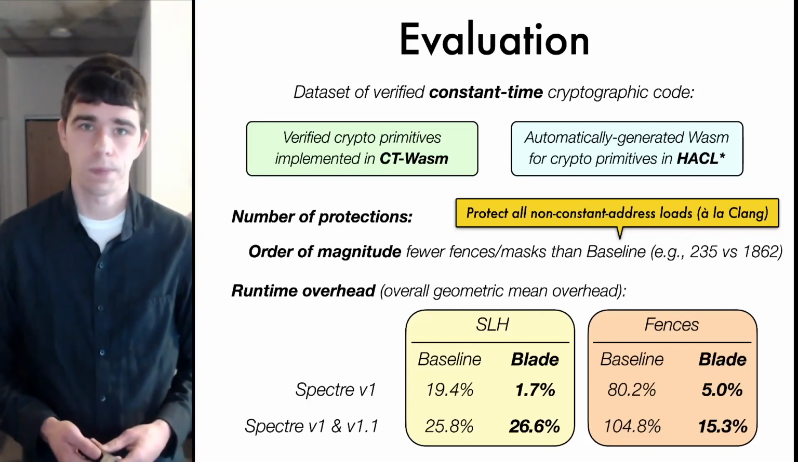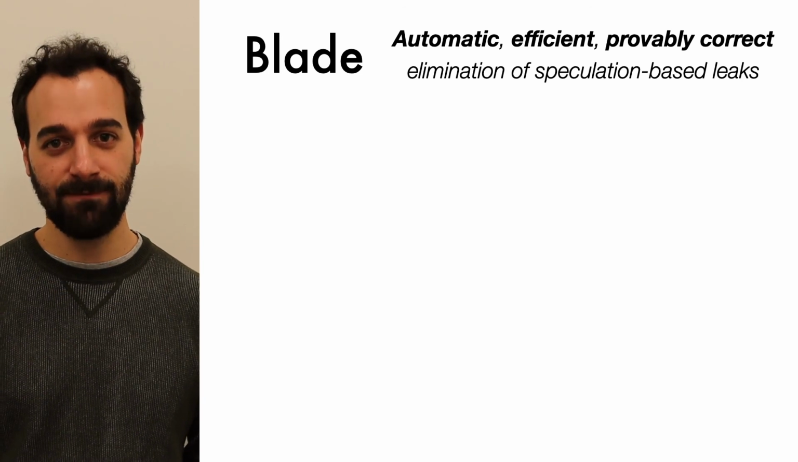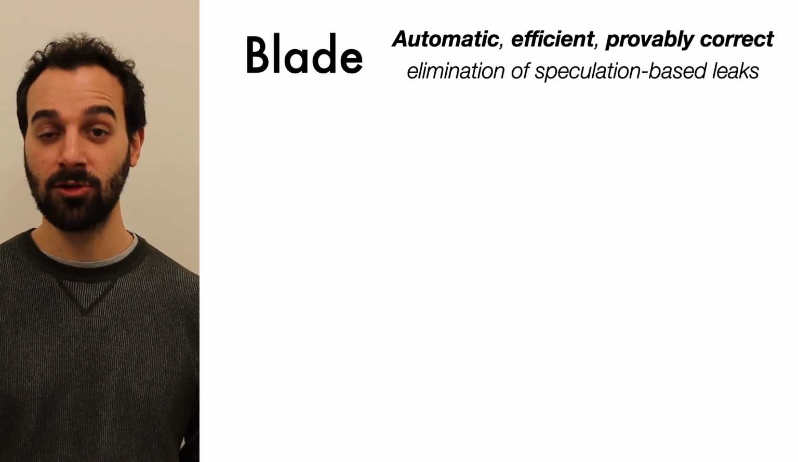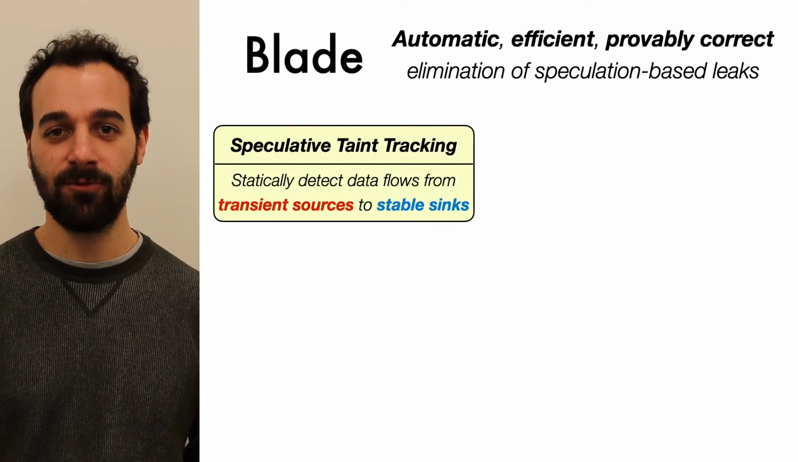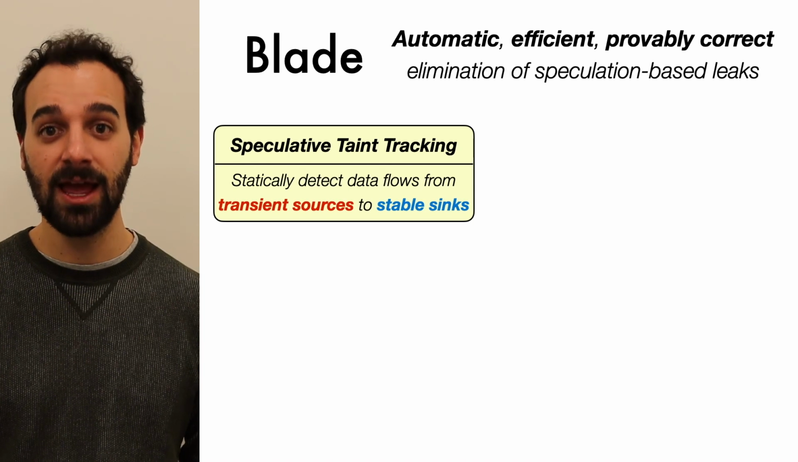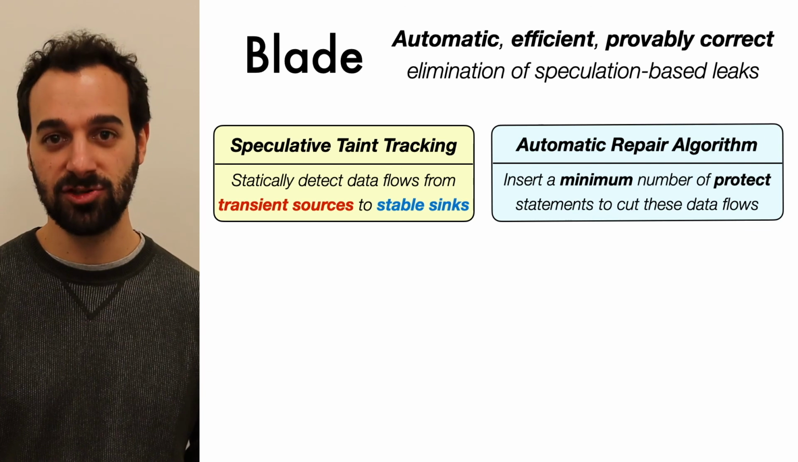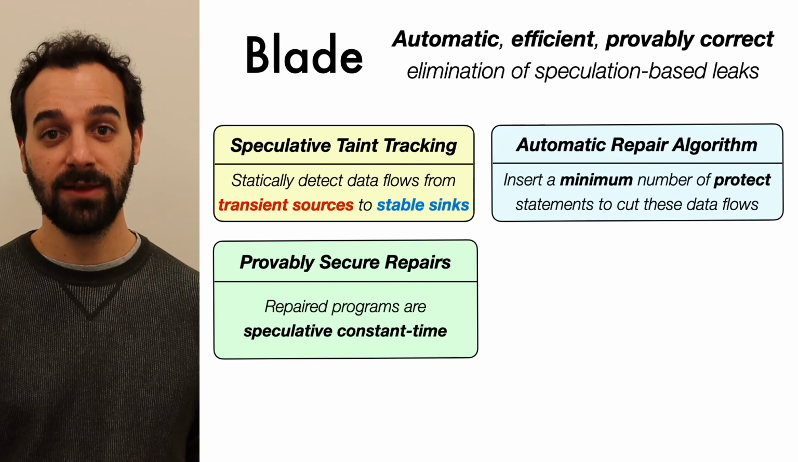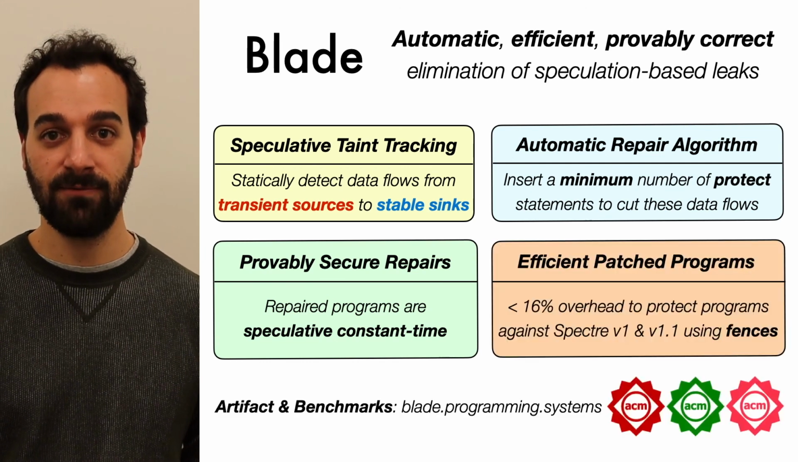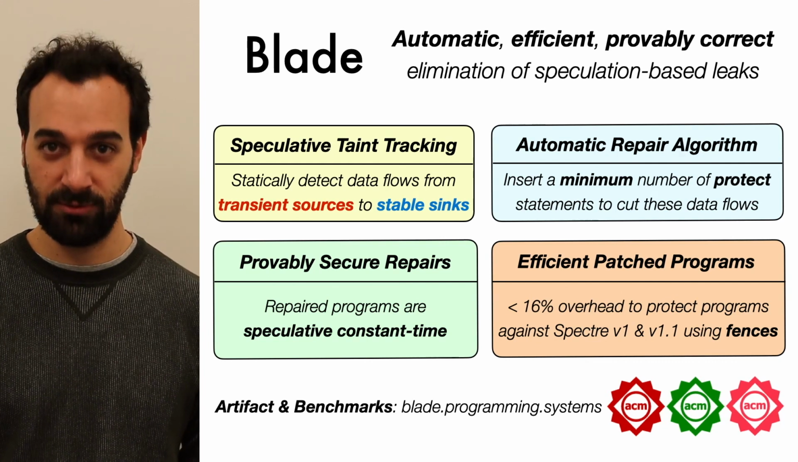In this video, we have presented Blade, a new fully automatic approach to provably and efficiently eliminate speculative leaks in unannotated cryptographic code. Blade statically detects data flows from transient sources to stable sinks and synthesizes a minimum number of fences and masks to eliminate potential leaks. We have implemented Blade in the Cranelift WebAssembly compiler and evaluated our approach by repairing several verified, yet vulnerable, WebAssembly implementations of cryptographic primitives.